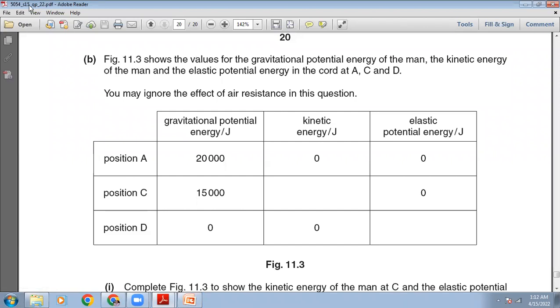Figure 11.3 shows the values for the gravitational potential energy of the man, the kinetic energy of the man, and the elastic potential energy in the cord at A, C, and D. You may ignore the effect of air resistance in this position. So in the position A, the gravitational potential energy is 20,000, kinetic energy is 0, elastic potential energy is also 0, and the total energy of the system is 20,000 joules. Then at the position C, there is some gravitational potential energy still present, that is 15,000 joules. And we know that elastic potential energy is 0, so the kinetic energy will be 5,000, because the sum should be 20,000. The total energy of the system does not change.